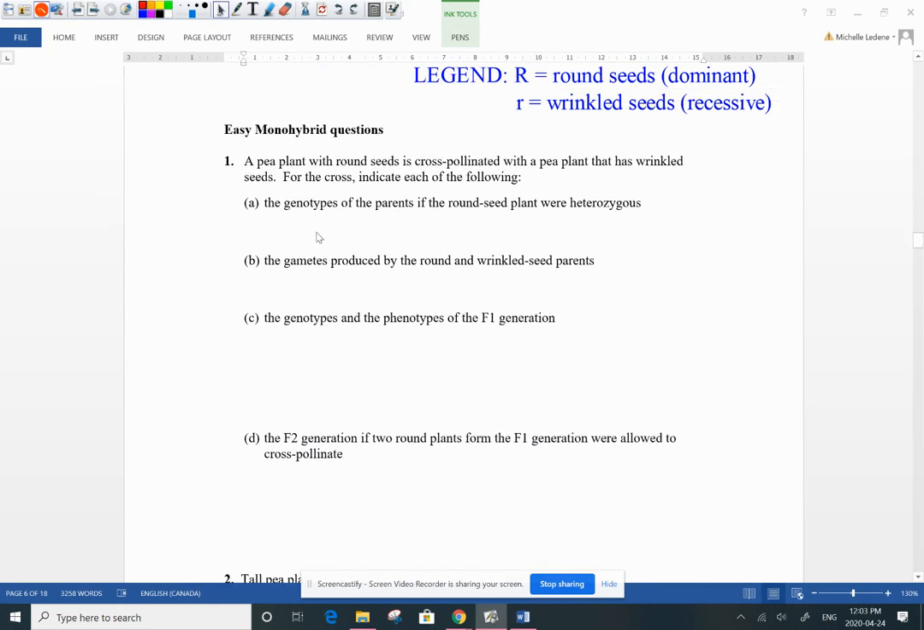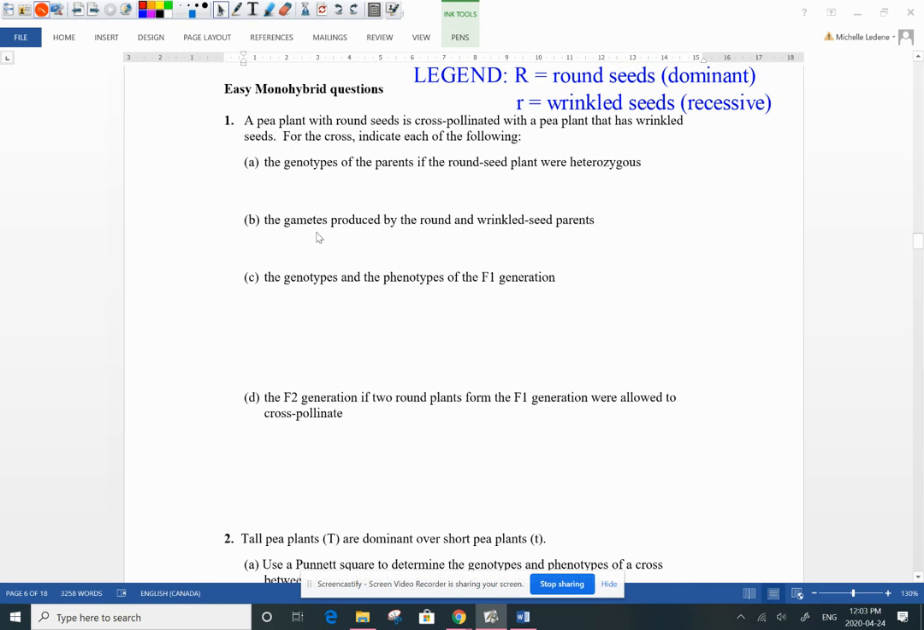So next page, same legend that we just used. Set up your legend, big R for round seeds. They say a pea plant with round seeds is cross-pollinated. It's mated. They are putting together and mating two different pea plants. And so we have a round one mated with a wrinkled one. So first step, set up that legend. Big R, my capital letter, is my dominant allele, and the same letter, not W but another r, as a lowercase r, to indicate the recessive.